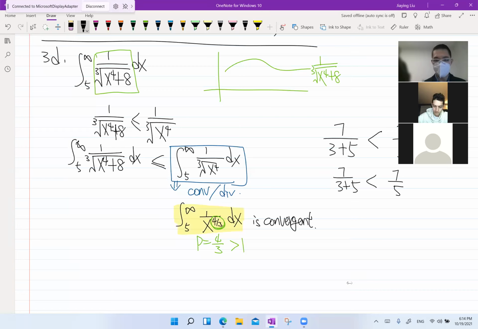Right? So this integral that's bigger than the integral we're interested in is convergent. What about the one that's smaller than this? The one that we are actually looking for. So this given integral is also convergent.